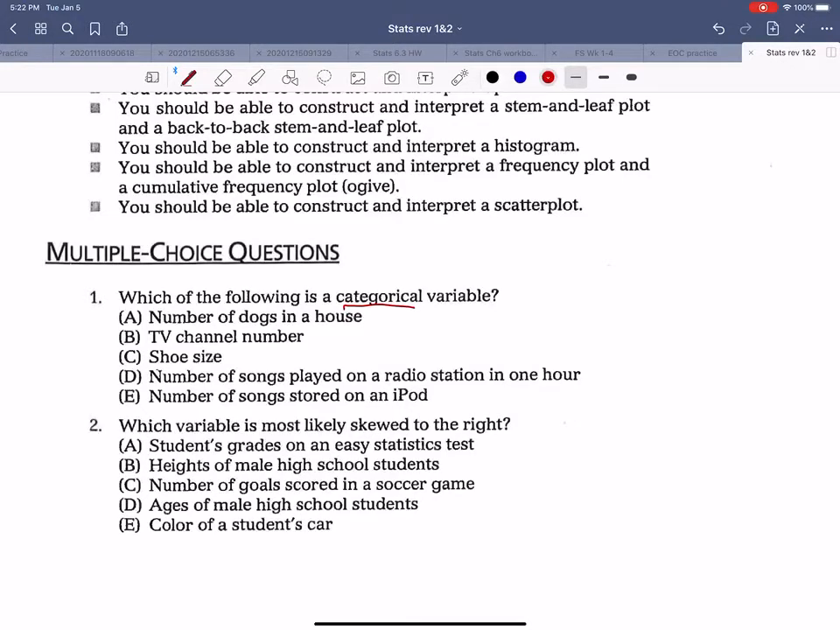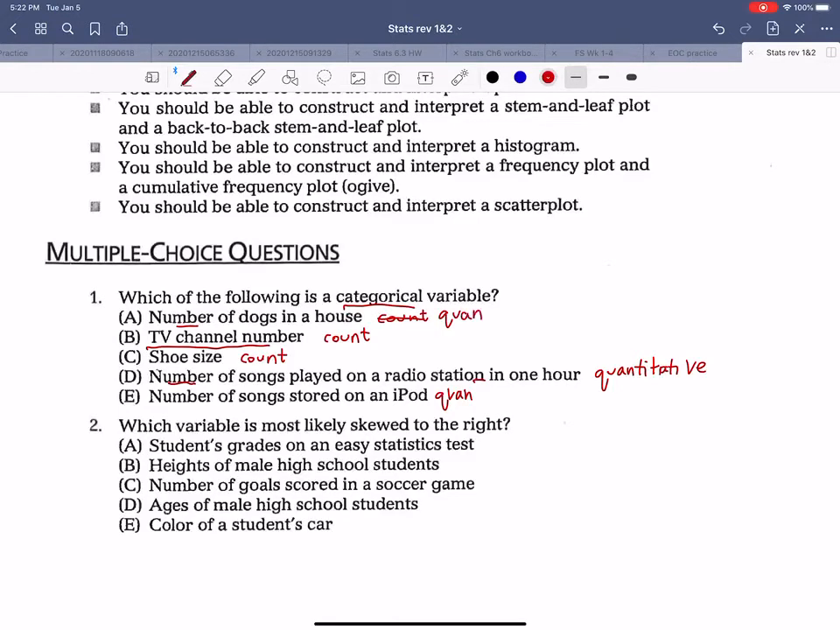Okay, so number of dogs, you count. TV channel numbers. Right, that kind of sounds like you could count how many numbers. Shoe size, that you could count, sounds like, right? 5, 6, 7, 8. Number of songs played on a radio station. Okay, that's definitely quantitative. I'm counting up. Number of songs stored on it, same thing. This one's definitely quantitative. So number of dogs in a house. I'm counting up the dogs. So this one's definitely quantitative.